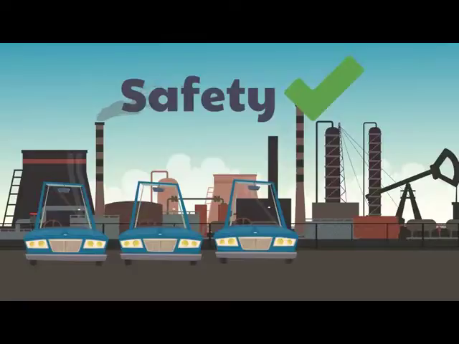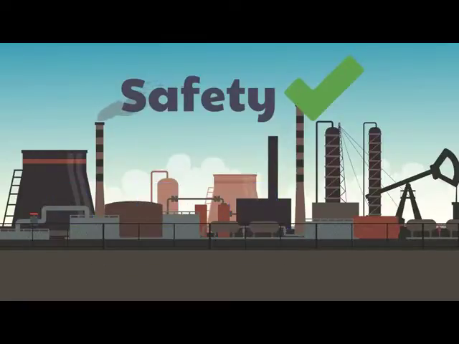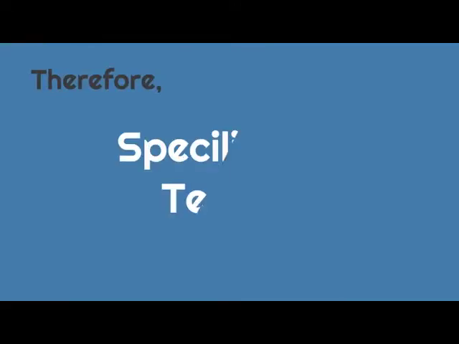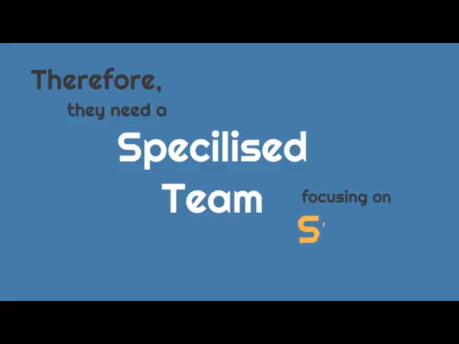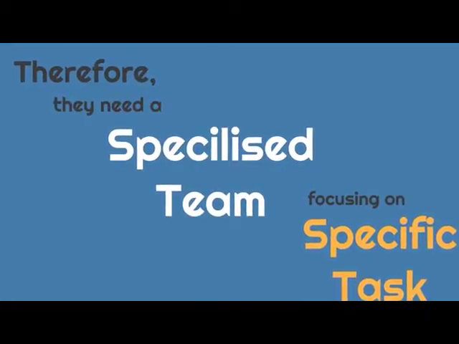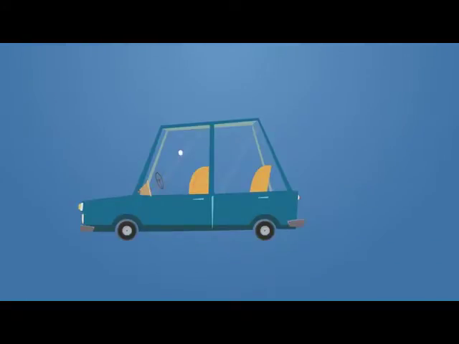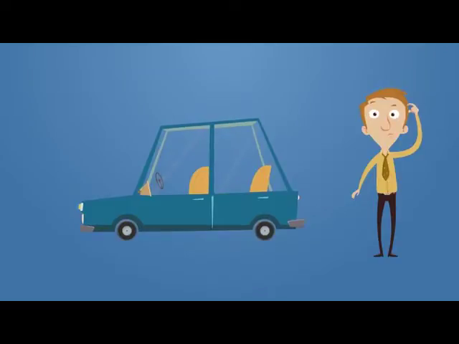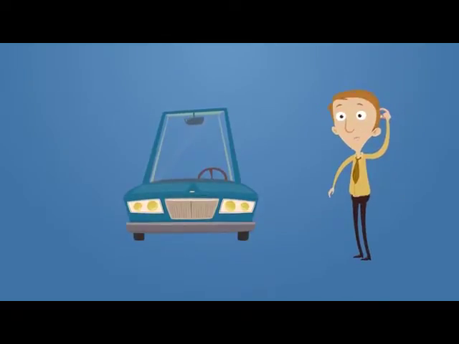For car manufacturers, there are so many things that can go wrong. Therefore, they need a specialized team focusing on very specific tasks. One of the biggest risks in the automobile industry is to make a car with dysfunctional parts. We have seen examples of this in the past where a car manufacturer had to call back a specific car model to fix the brakes, for instance. A disaster.